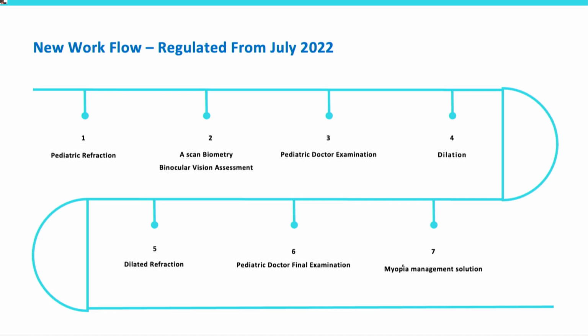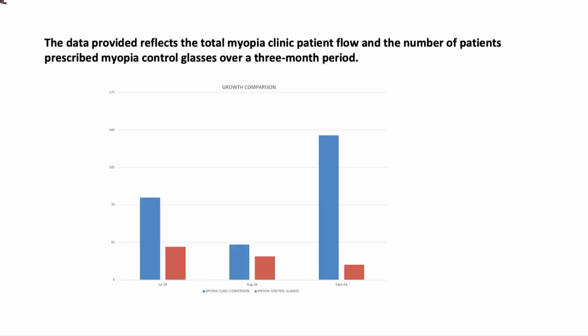And then we made a new workflow. This is how the patient flows through: refraction, A scan, binocular vision, then the doctor evaluation. For review patients, we may not dilate, perhaps every 6 months if they are highly myopic. Otherwise, if there is no power change, we may not dilate. And this is how the refraction workflow goes.